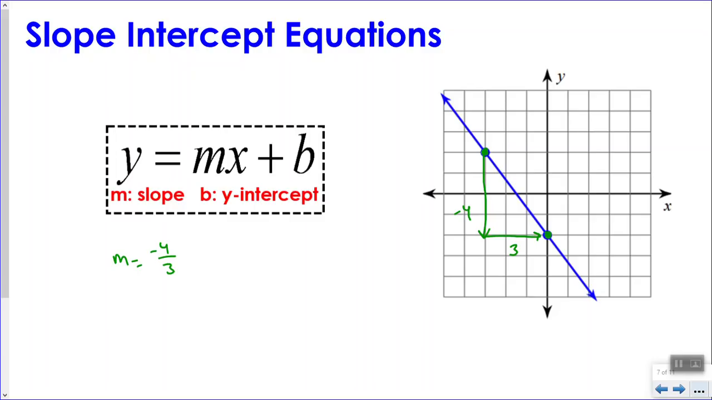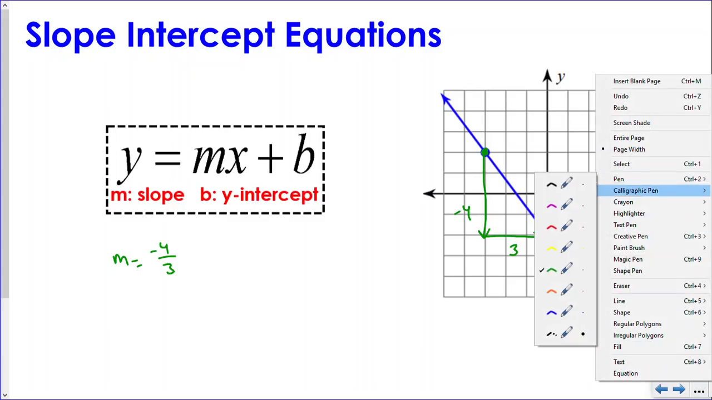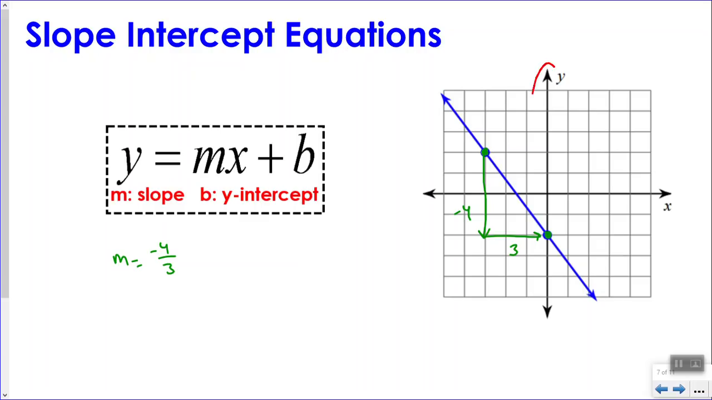Now I need to find the b part. So b is my y-intercept. So I look and see where my graph intersects with the y-axis, and I see that this happens right here at -2. So b equals -2.